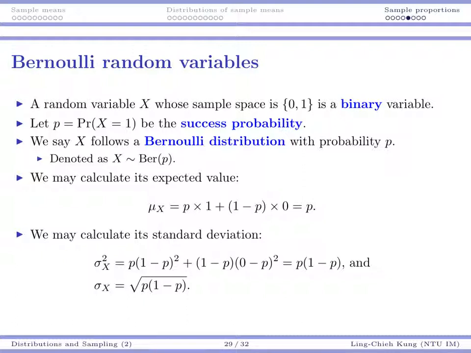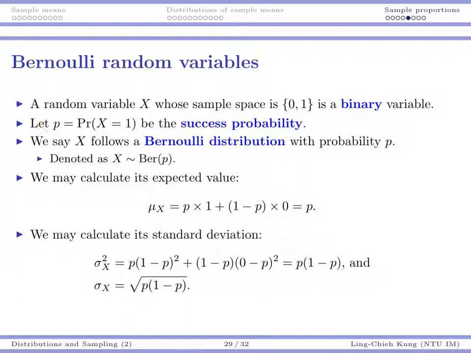Okay, so before we can really give you the theorem, we need to first study something called Bernoulli random variables. Okay, because our random variable x here is very special. It's a binary variable. The sample space is just 0 and 1. Okay, so we need to first have some understanding about this kind of special random variable.